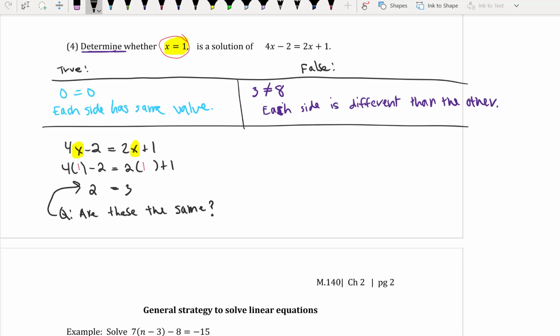Well, if I'm comparing the numbers 2 and 3, are these numbers the same? Well, your answer would be no, they're not the same. Since it's not the same, then we're going to be looking at false. So this is not a solution.